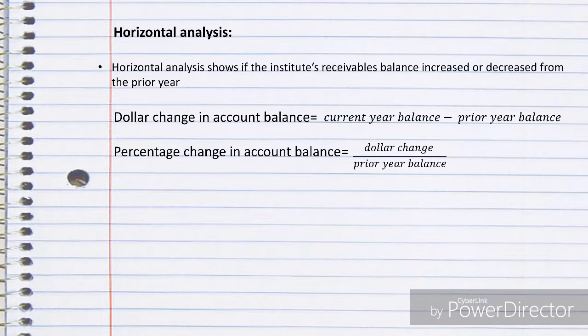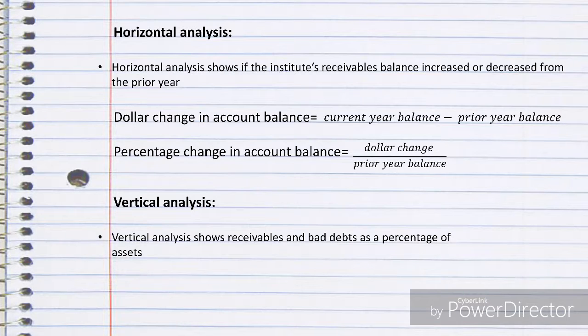We subtract the prior year balance from the current year balance to get the dollar change in account balance, and then divide it by the prior year balance to get the percentage of change. Vertical analysis shows receivables and bad debts as a percentage of assets. It is calculated by dividing the account balance by the total assets.